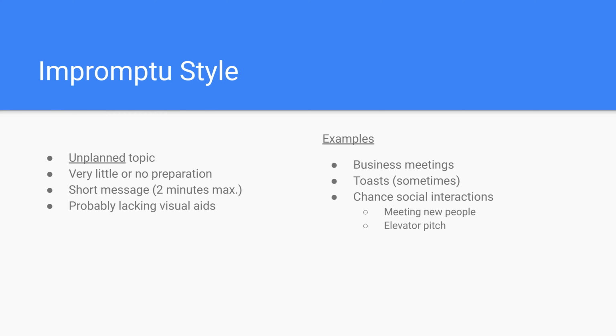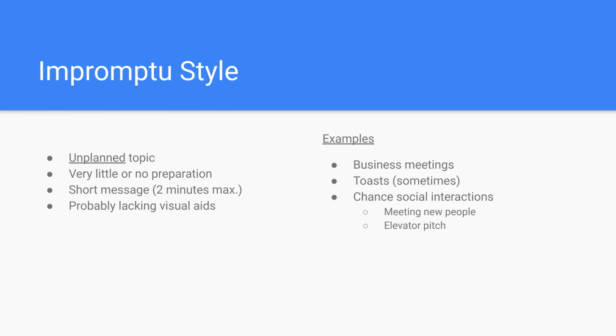meeting with your boss and with other people in your department or different departments, but maybe your boss decides they want to hear an update on a project you've been working on. Well, you technically know about the project and everything, but you didn't know they would ask during the meeting. So that would be considered a kind of impromptu speech.